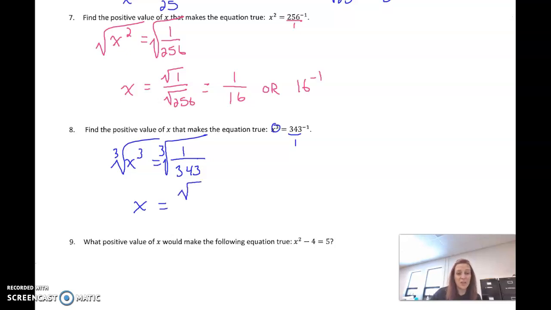And then the same rules apply here, right? I can take the cube root of 1 over the cube root of 343. Okay? What number times itself 3 times equals 1? 1 times 1 times 1. This is just 1.